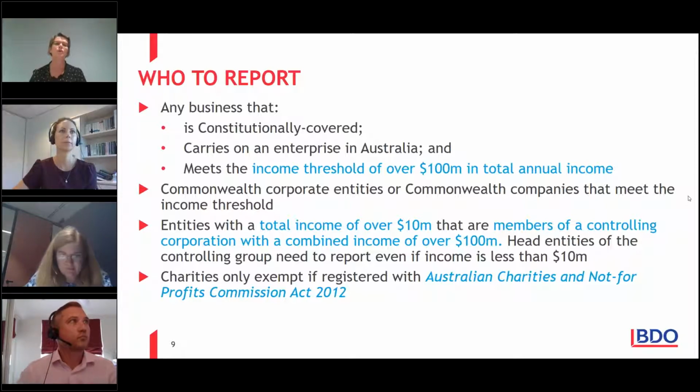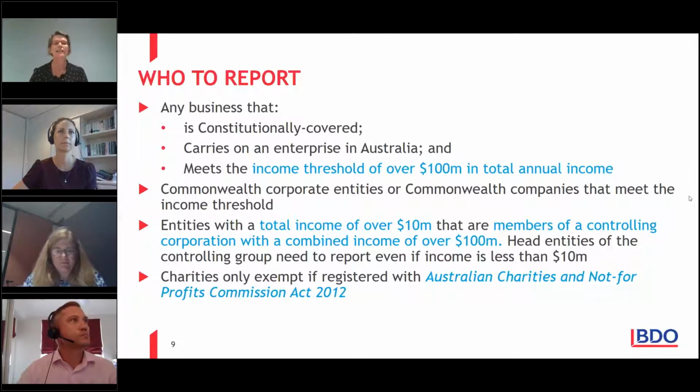Then if they're caught, you still need to look at each individual entity in that group to determine if they're over or under the 10 million. It's also important to note that the head entity of the group, so of that controlling group, they need to report even if their income is less than $10 million. So if you've got an Australian head entity that has income of $5 million, they still need to report if they're the head entity.